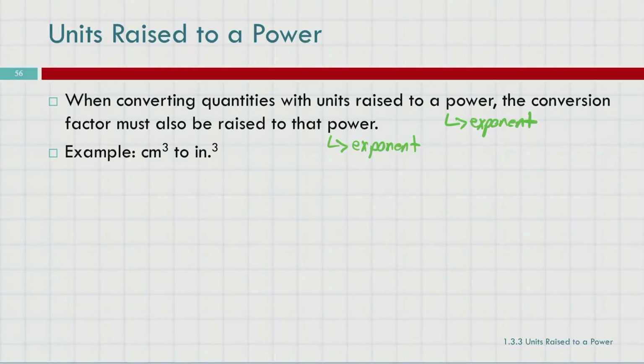One of the ways that we can see this, let's do an example with centimeters and inches, cubic centimeters, cubic inches. One of the ways that we can see this is if we expand out our exponent. So cm to the 3 is the same as centimeters times centimeters times centimeters. So if we expand it out, we can see that we've got 3 centimeters here, and each of these needs to get canceled out individually.